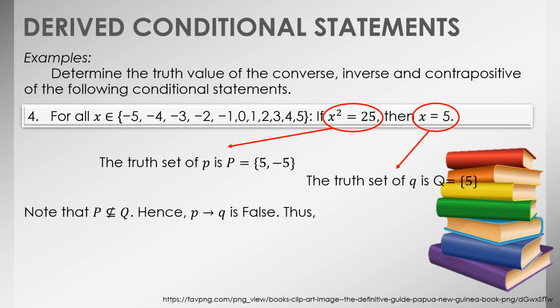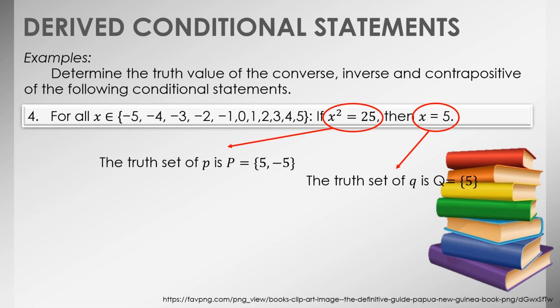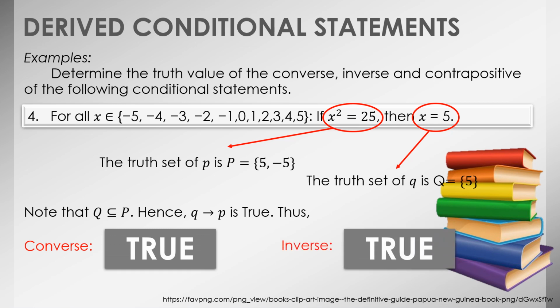Thus, observing the obtained truth sets, we can see that the set P, or the truth set of the statement P, is not a subset of the set Q, or the truth set of the statement Q. Hence, the conditional statement is false. Since the conditional statement is equivalent to its contrapositive, the truth value of the contrapositive is also false. On the other hand, we can see that the set Q is a subset of the set P, which implies that the converse Q implies P is true. And since the converse and inverse are equivalent, the inverse of this conditional statement is also true.